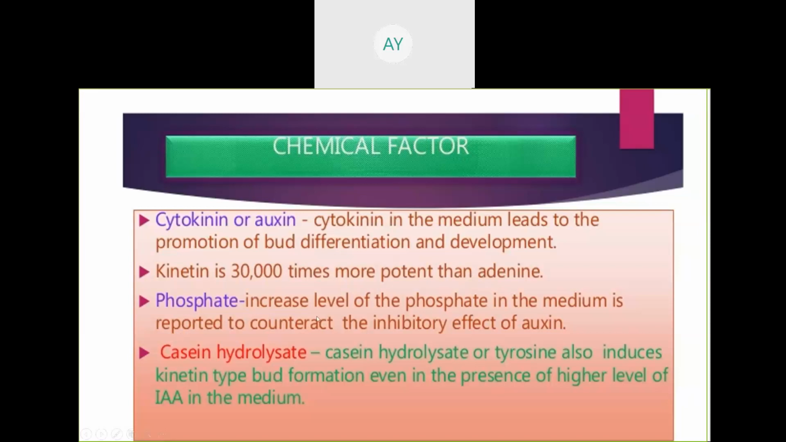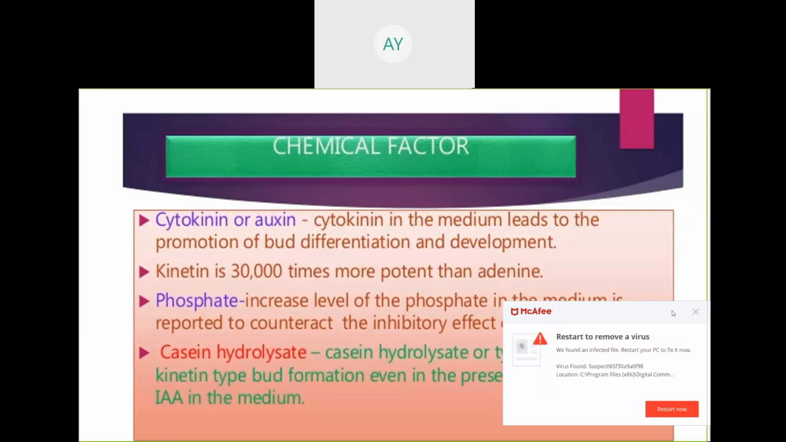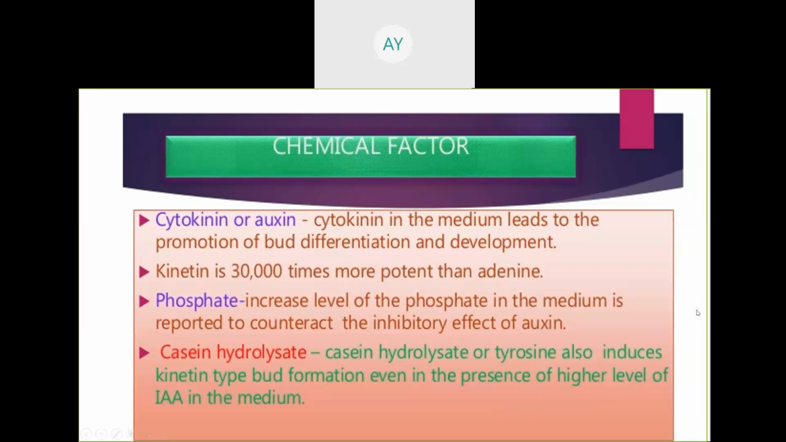And you will find the phosphate increase. The level of phosphate in the media is reported to counter the inhibitory effect of auxin. Means if you increase the auxin, then there is root formation. But if you add phosphate in the media, then it will inhibit the action of auxin, which is responsible for root development. Casein hydrolysate or tyrosine also induce kinetin-type bud formation even in the presence of a high level of indole acetic acid. Indole acetic acid is the auxin. So that is helpful for the bud formation. Generally these are the chemicals that play a vital role, acting as hormones.